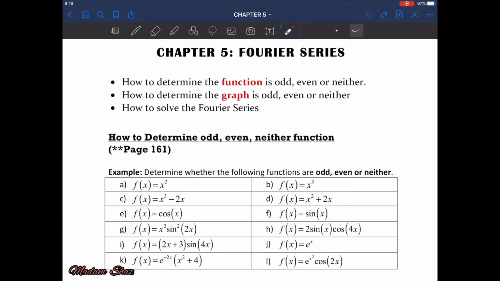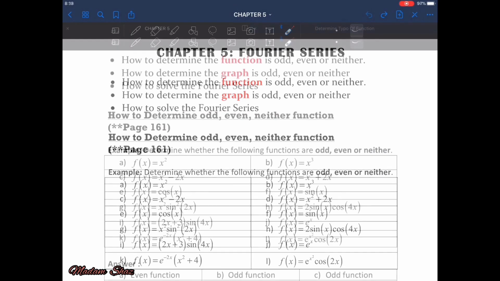Okay, so for this chapter, there are 3 things that you have to learn. The first one is how to determine the type of the function, whether the function is odd, even, or neither function. The second one is how to determine the graph type, whether the graph is odd, even, or neither function. Based on the given function, you have to know how to sketch the graph, and then from the graph you have to determine the type of the graph. The third one is how to solve the Fourier series expansion.